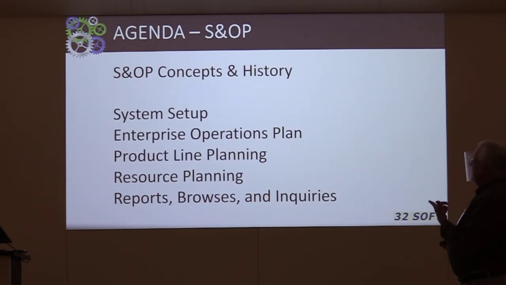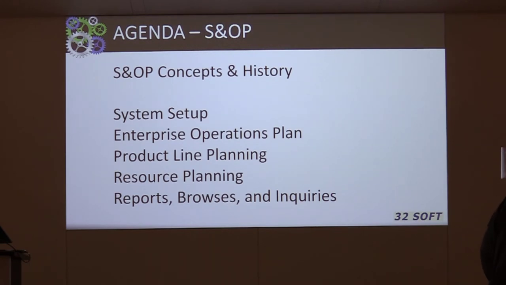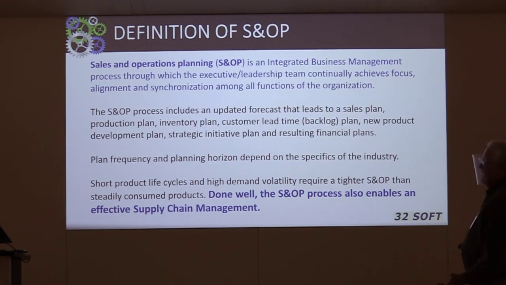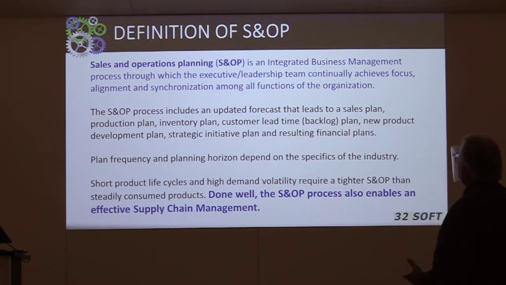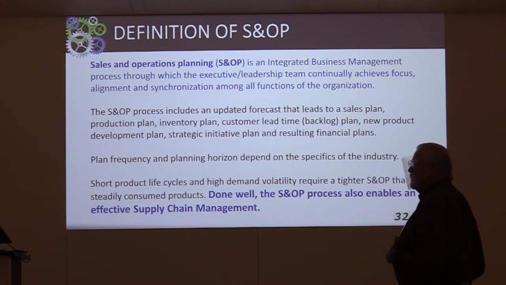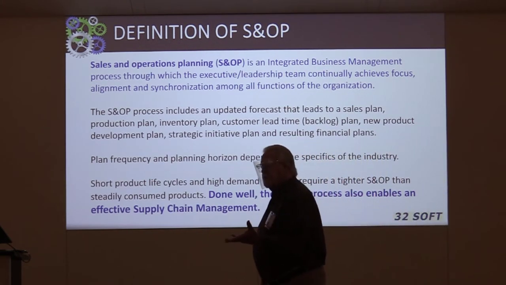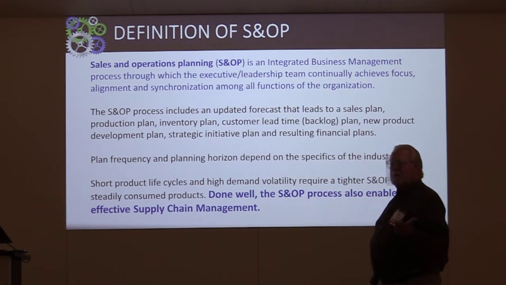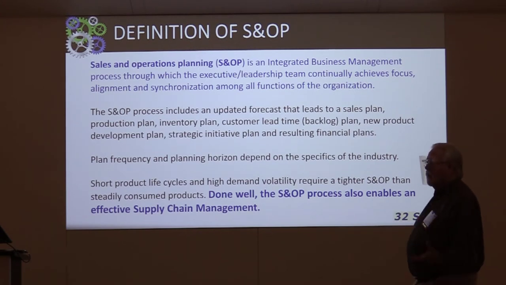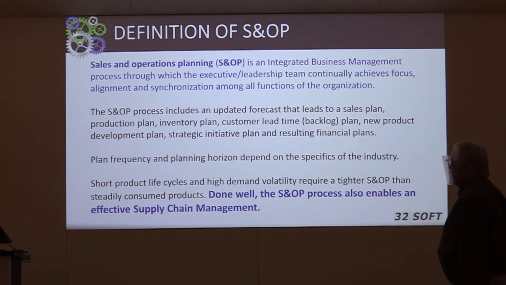So today, what I'd like to do is talk a little bit about some of the sales and operations planning concepts, a little history, and then we'll dig into how QAD actually deals with sales and operations planning. So how do you define sales and operations planning? Well, APICS says it's an integrated business management process through which the executive leadership team continually focuses and concentrates the organization on the achievement of its sales plan. Done well, sales and operations planning also lends itself to an effective supply chain.